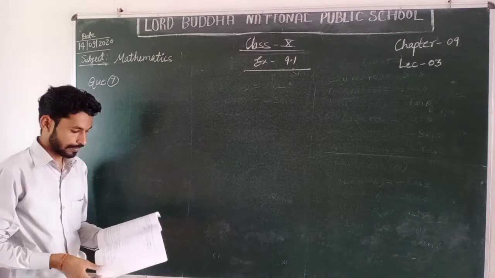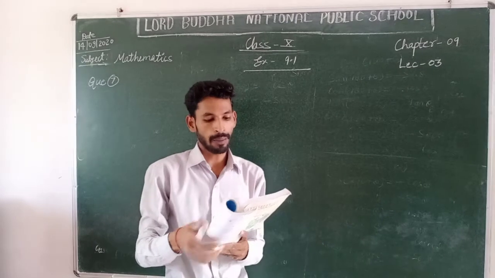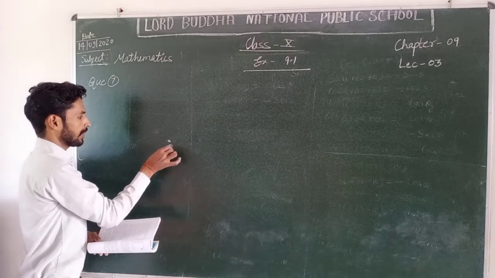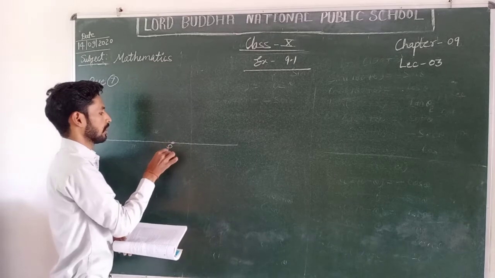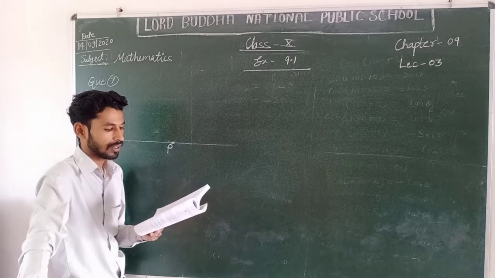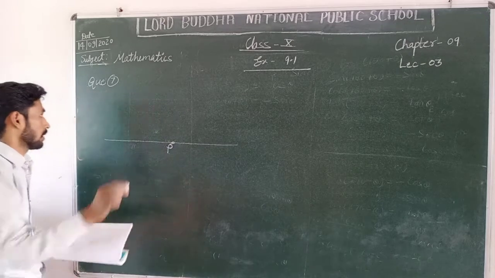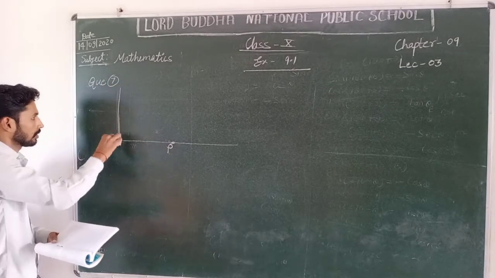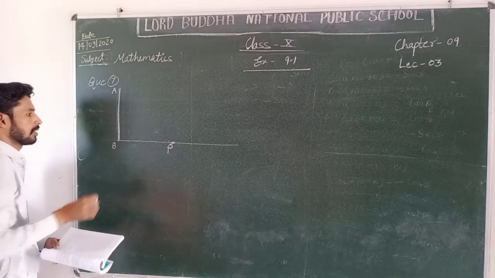In question number 7, there is given, from a point on the ground. First, indicate a point P. Suppose that there is a ground, and on the ground, anywhere, a point is P. The angle of elevation of the bottom and the top of a transmission tower. Suppose that this is the power transmission tower, that is A.